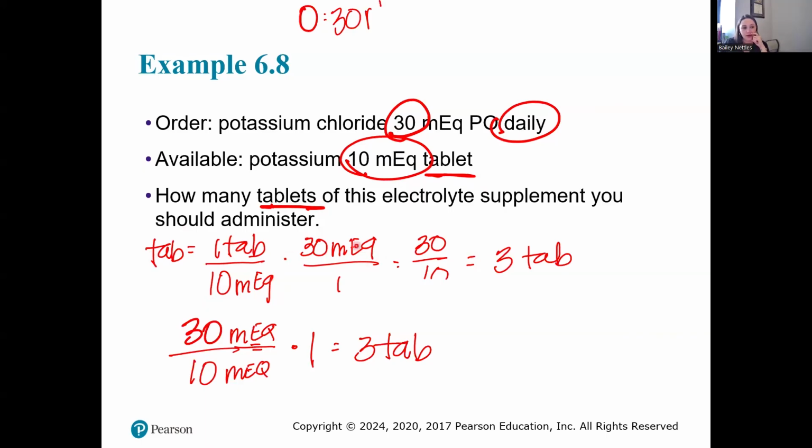So those can cross out, and I'm left with tablets. I've used all the numbers. 1 times 30 is 30. 10 times 1 is, that's supposed to be a 10. I'm so sorry. 10 into 30 is 3 tablets. You can do this in your head. Great. So desired 30, I have 10 times 1 equals 3.